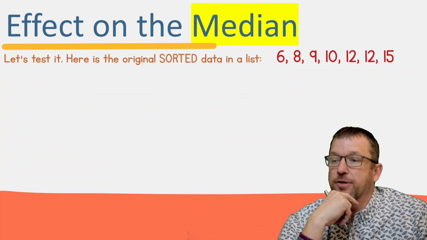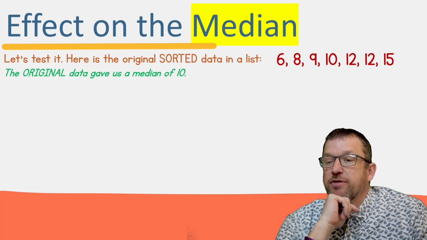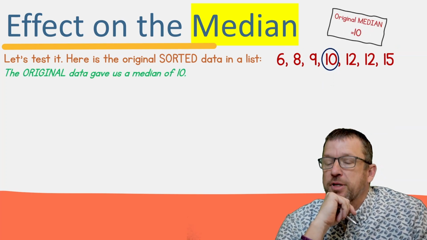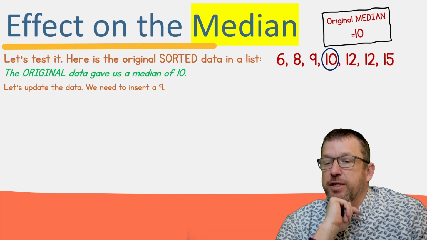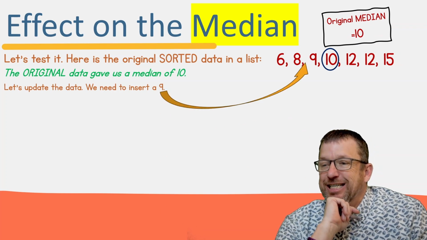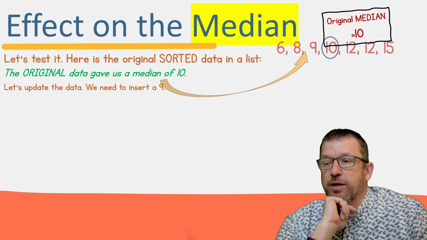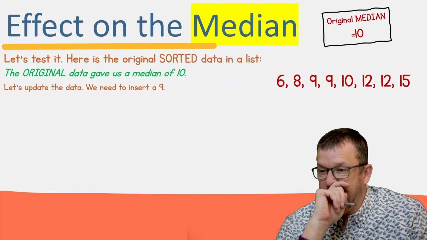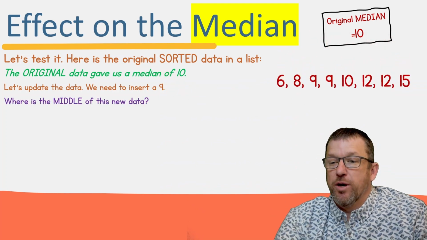So here's our original data. The original data gave us a median of 10. And so we got a new data point, which says we need to insert a 9. So we need to insert a 9 right where it goes. So here's the new one. Now we have two 9s. And where's the middle of the new data?